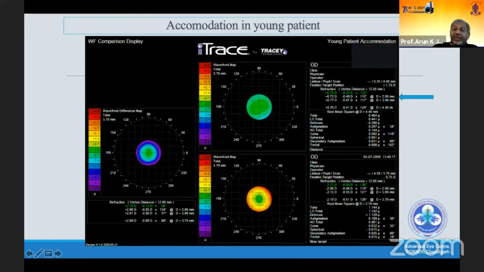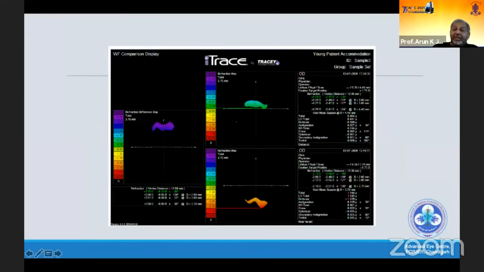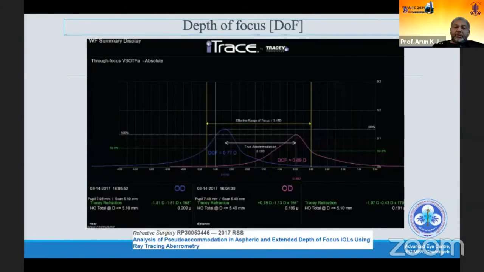We ask the patient first to focus near, then at distance, and the difference map gives us the amplitude of accommodation in this eye. This can be represented in a 3D map like this, and this is for near, for distance, and the difference of the two gives us the amplitude of accommodation. And coming to the depth of focus, this is not my slide, I borrowed it from Rosha's talk.